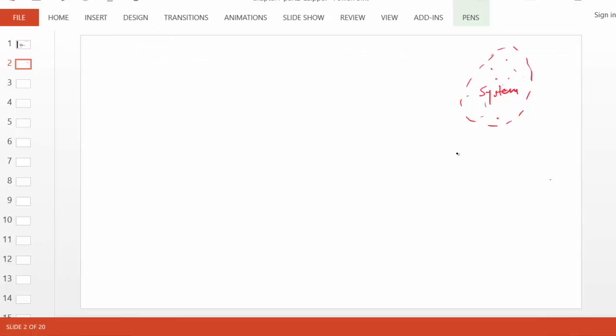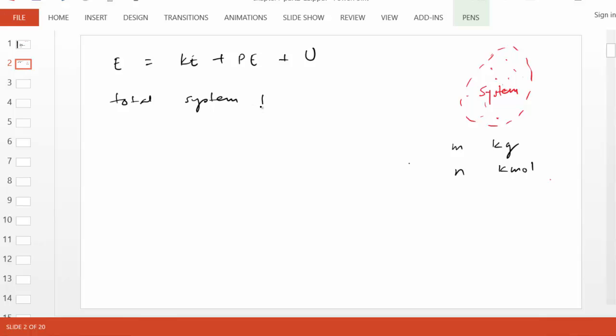We have already encountered the amount of the system, m kg or n kilomole. We have also talked about already the stored energy E to be KE plus PE plus EU. Note that we use capital letters to describe total properties. So these are total system properties. Each of them has a unit of kilojoule. Obviously, since the system is uniform, we could also express specific properties.